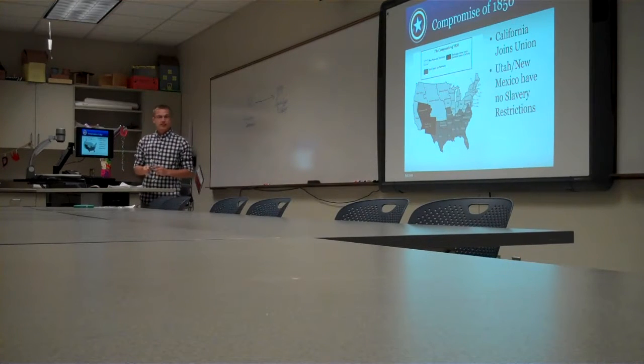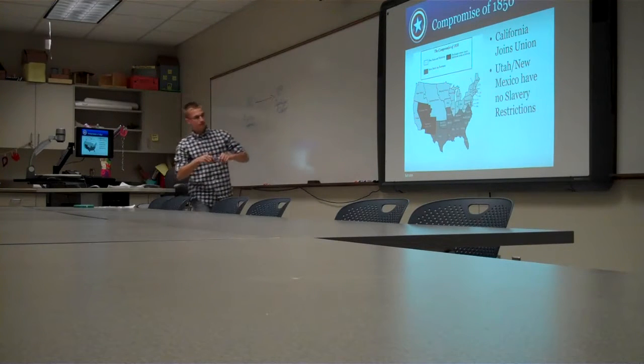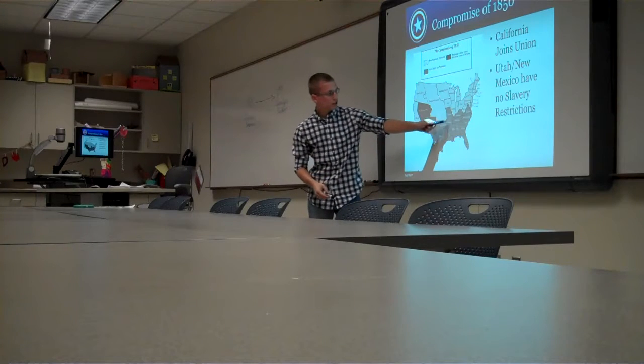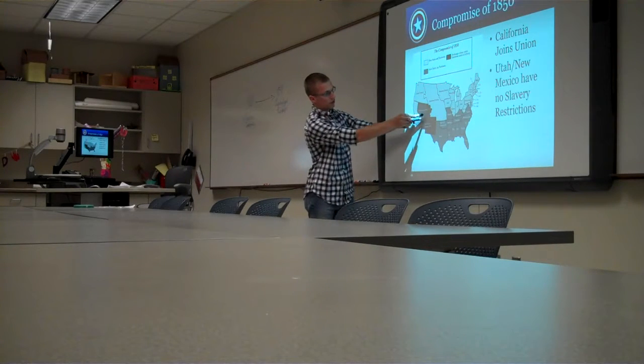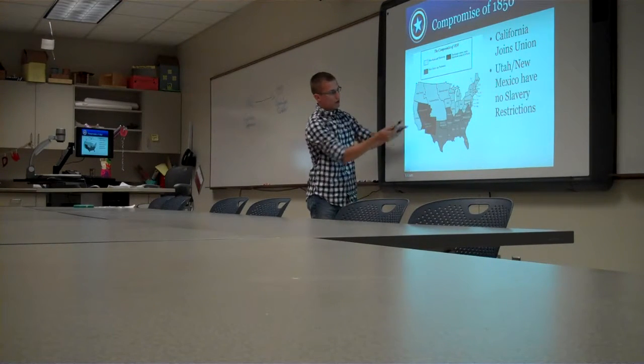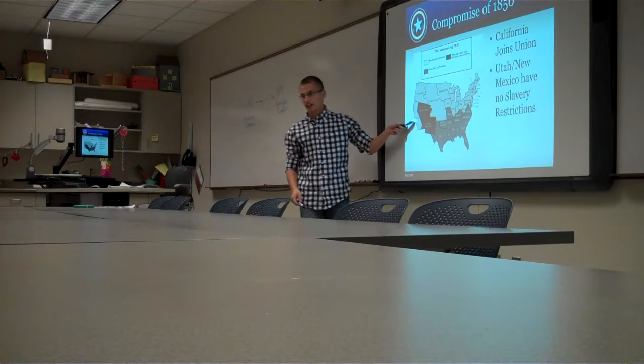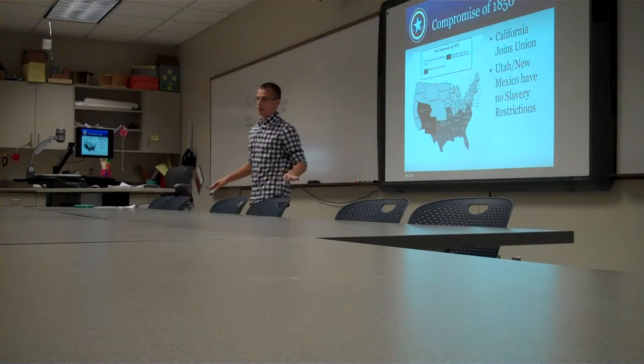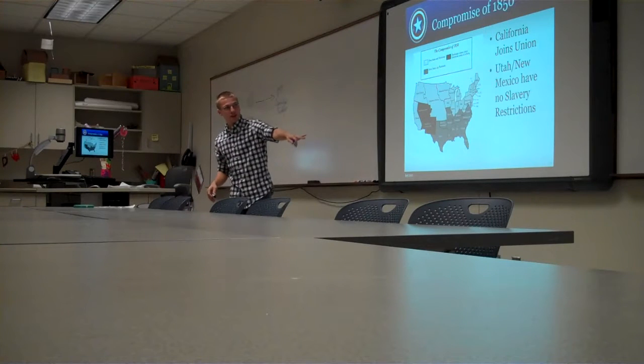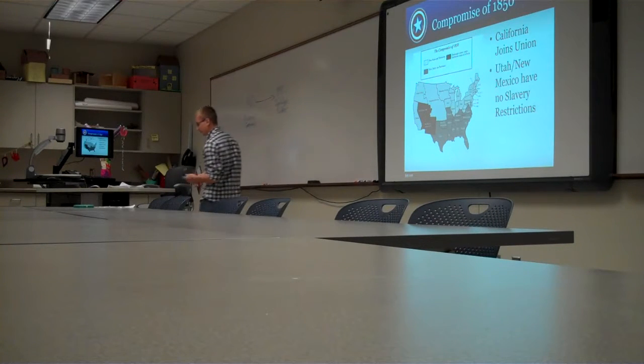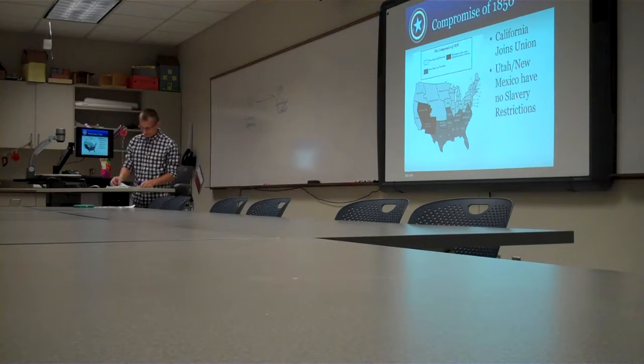However, the South did get something out of this. The Utah and New Mexico territories would have no slavery restrictions on them. So that would allow for the expansion of slavery only within that part on here. So if you take the Missouri Compromise line here, they would still allow it just a little bit above here, but only because the Union was getting California in return. That's the only reason they were allowing that, because that Missouri Compromise line is very important to the Union.